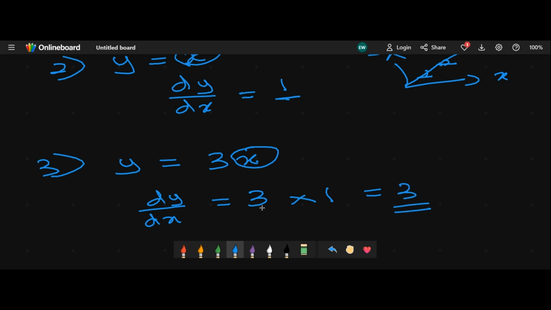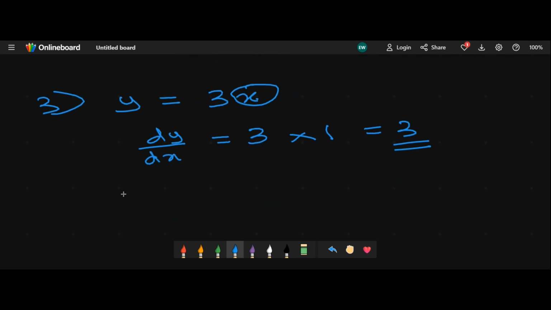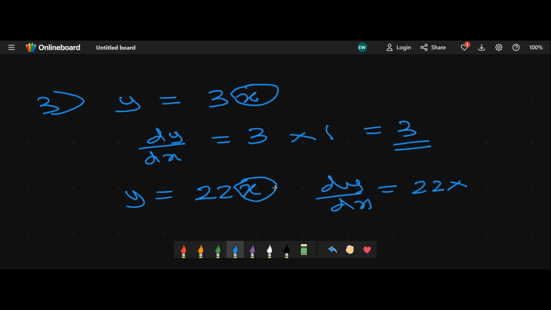That's it. Another example would be, let's say y is equal to 22x. So dy over dx is, as I said, if a number is getting multiplied with x or a function, you don't need to worry. Just write the number 22 into x. If you differentiate x, the answer is 1. So 22 into 1, 22. This is the answer.